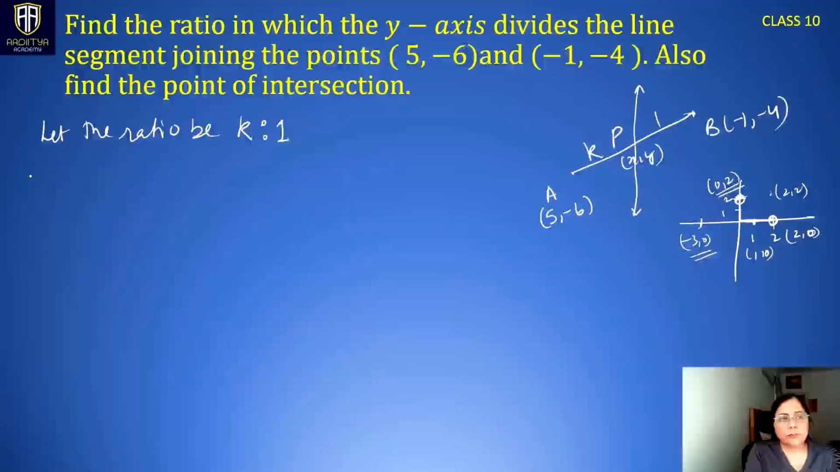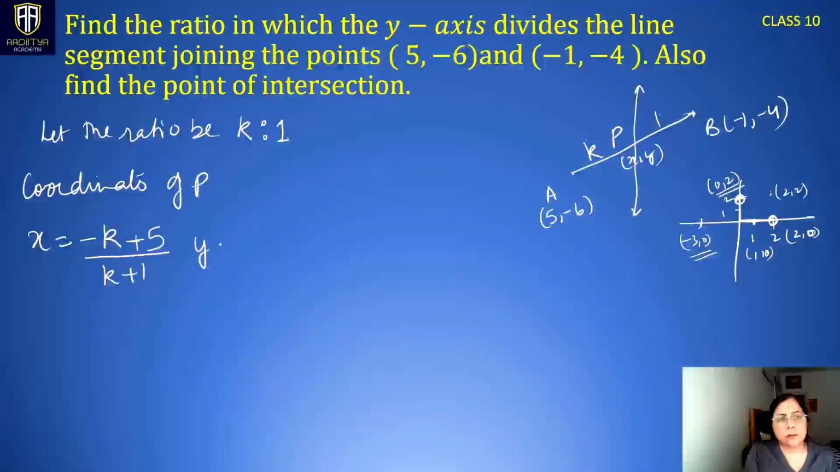Now I apply this formula. Coordinates of P: for the x-coordinate, you write former ratio letter coordinate. k gets multiplied by -1, giving -k. Add it to 1 multiplied by 5, upon k plus 1. For y, k multiplied by -4 is -4k, and 1 multiplied by -6 is -6, upon k plus 1, right? Now we have found the coordinates in terms of k.